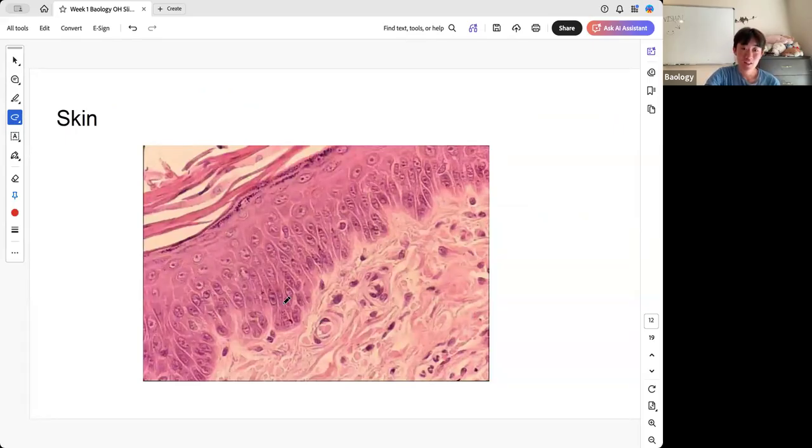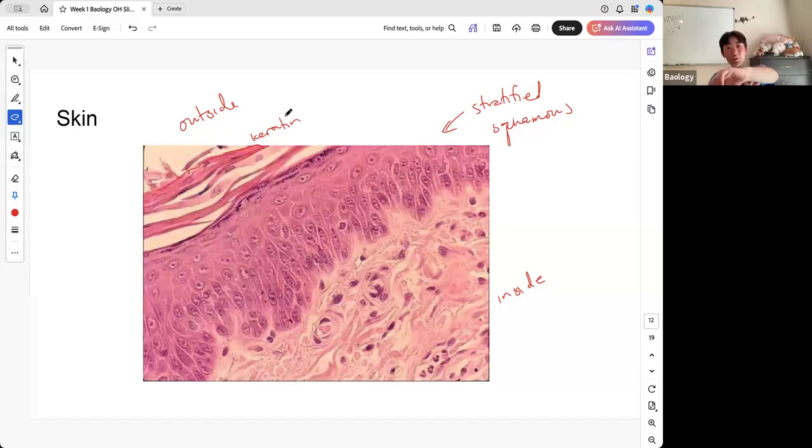I assume what he wants me to talk about is that this is stratified squamous. So this is the outside and this is the inside. At the top you have, I assume this is keratin. If I'm wrong, someone should tell me, but I think this is keratin, the tough fibrous protein that covers our skin but also makes up our hair and our fingernails. And then we have our alive cells.